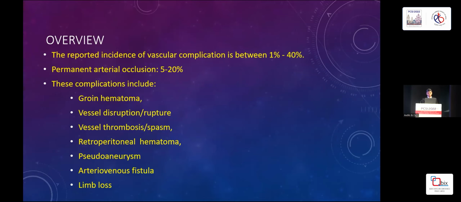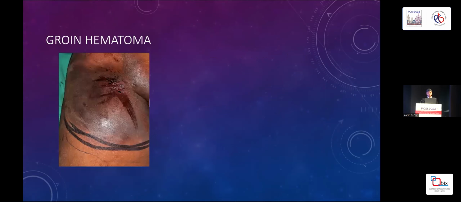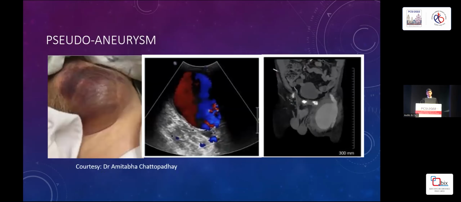The known complications are groin hematoma, vessel disruption or rupture, vessel thrombosis or vessel spasm, retroperitoneal hematoma, pseudoaneurysm, especially in adults, arteriovenous fistula, and limb loss. We have encountered one such case. Groin hematoma is a common complication if after sheath removal we are not properly holding the artery, then after some time we will have hematoma, and sometimes we will encounter pseudoaneurysm because of improper pressure application on the puncture site.